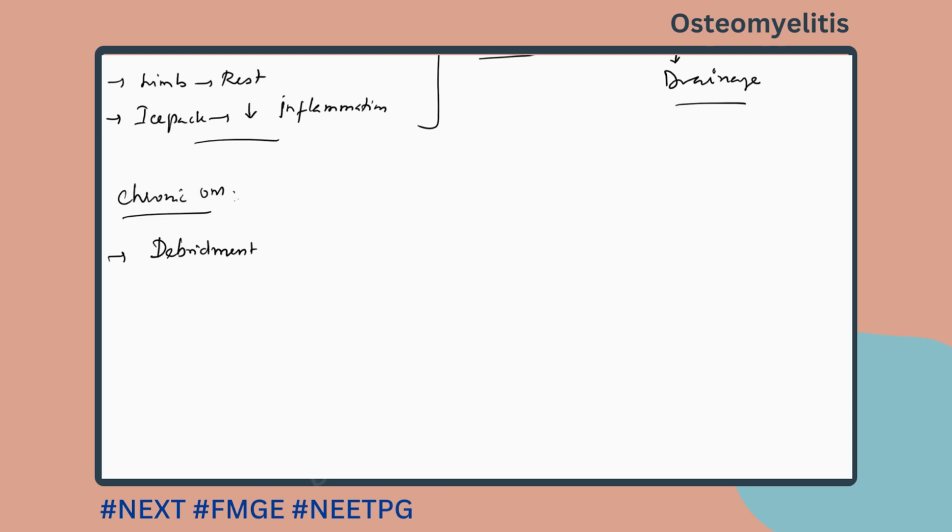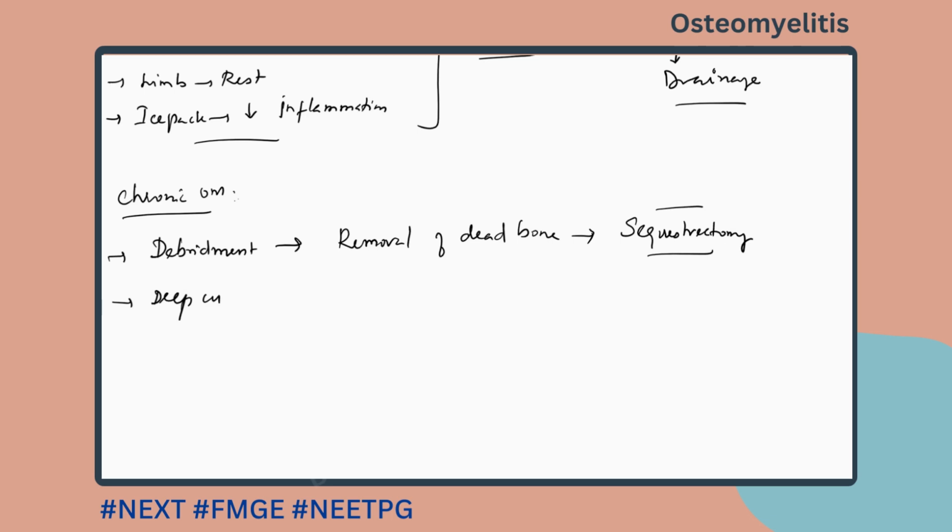And what do you do with the debridement? You remove the dead bone. Removal of dead bone, because once the dead bone is inside, it won't allow the infection to settle down. So you remove the dead bone. Removal of dead bone is called a sequestrectomy. Then you take deep cultures. Identify the organism. Give appropriate antibiotics.